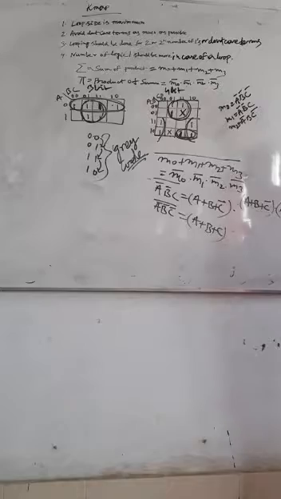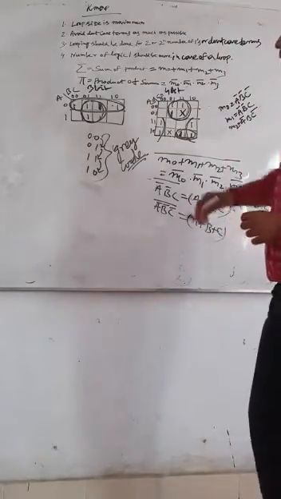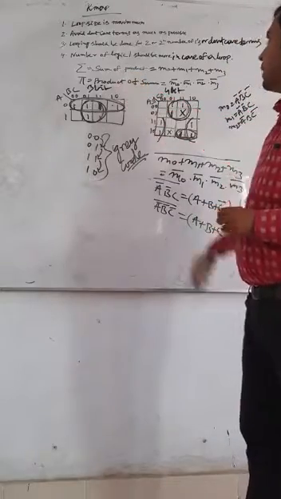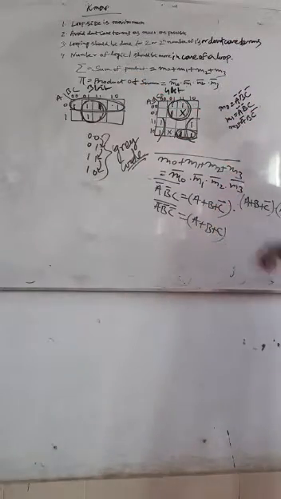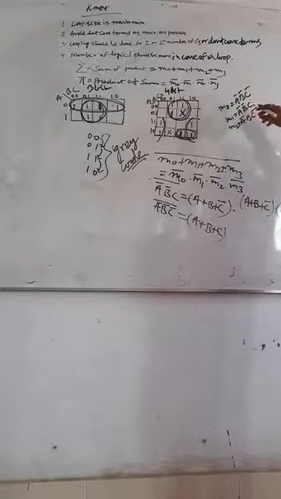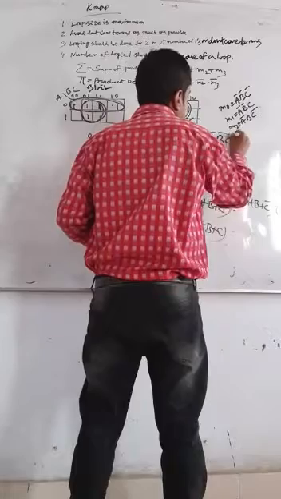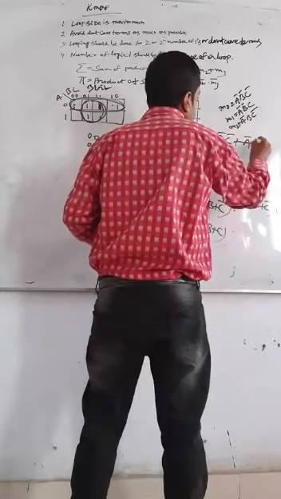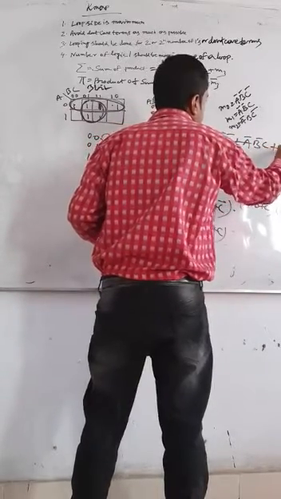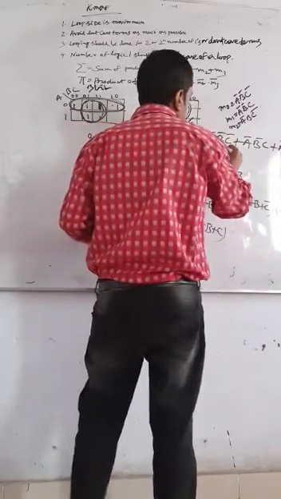Before doing the K-map, we need to understand two basic terminologies: sum of product and product of sum. Sum of product is like m0, m1, m2, m3. Suppose m0 is a bar, b bar, c bar. m1 is a bar, b bar, c. m2 is a bar, b, c bar. We write it like that: a bar b bar c bar plus a bar b bar c plus a bar b c bar. These are sum of product.